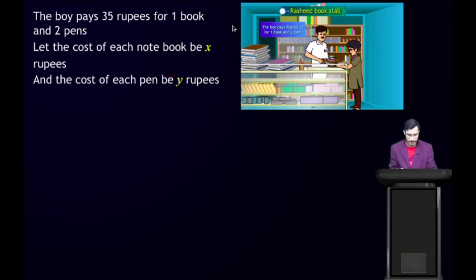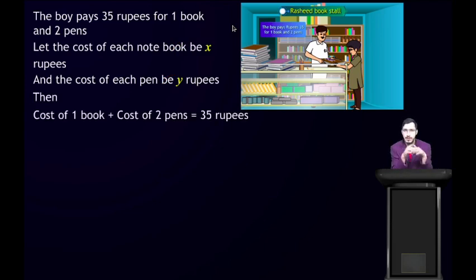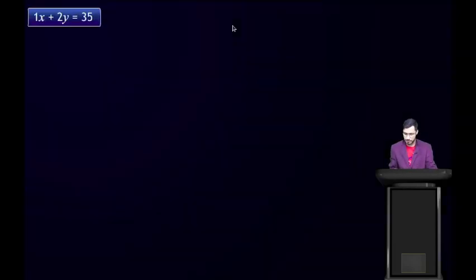So in this case, the cost of one book plus the cost of two pens is equal to 35 rupees. Here the cost of one book is x, and the cost of two pens is 2y. So x plus 2y is equal to 35. That is a linear equation, x plus 2y is equal to 35.